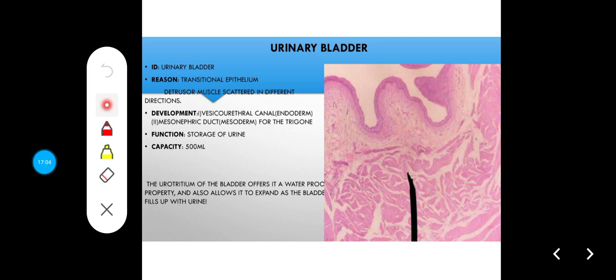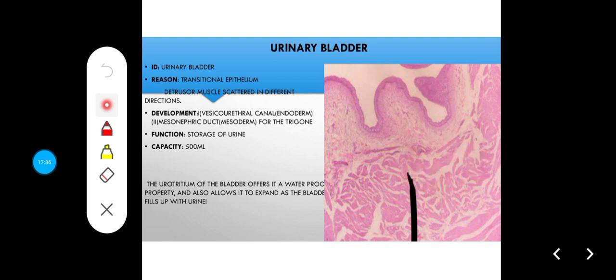So the urinary bladder is one of the organs of the urinary system. The epithelium here is also transitional, but one of the things that will help you identify the urinary bladder is the presence of this muscle layer, which is scattered and running in different directions.